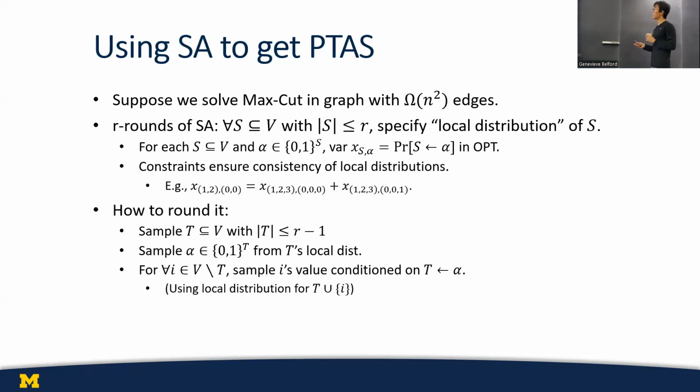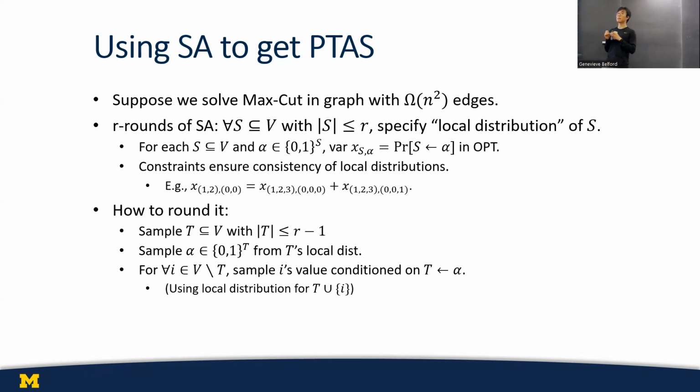And then the rounding algorithm is also very simple. The way we do it is that we sample a set of vertices T that has r minus one vertices, uniformly at random. And then we sample alpha from T's local distribution. So you choose the r minus one variables randomly, and then you look at their local distribution, and you sample alpha assignments for these T vertices.